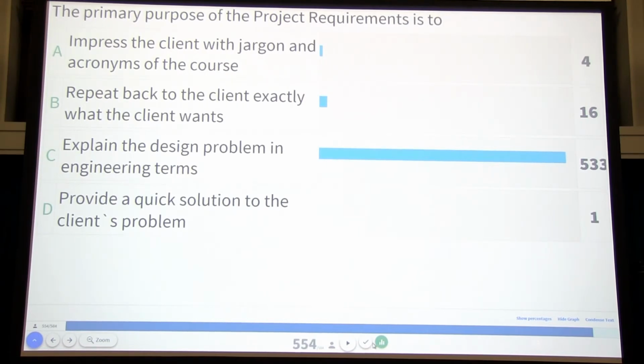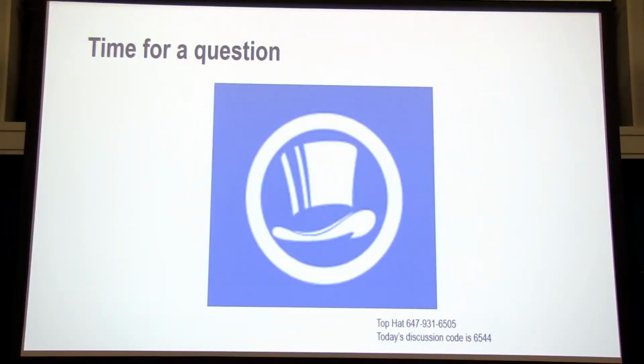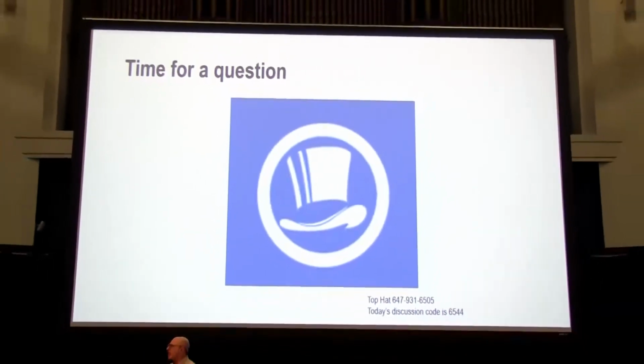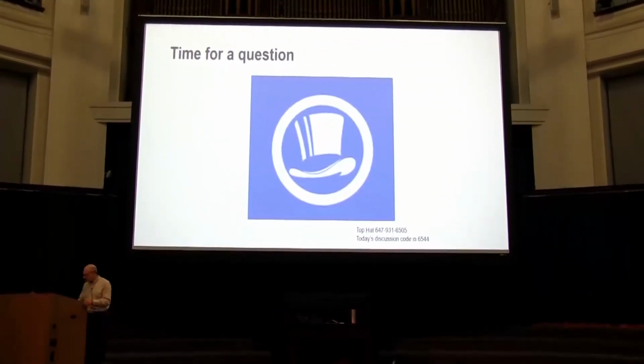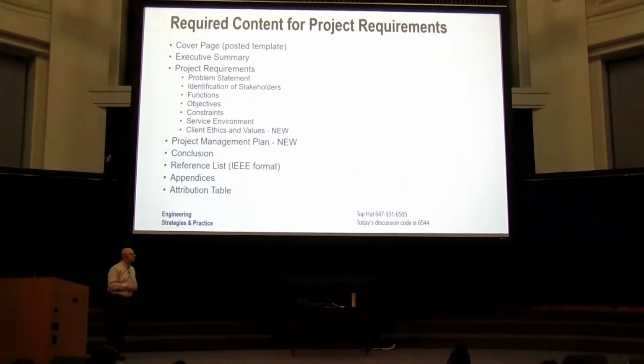So yes, explain the design problem in engineering terms. Obviously, you don't want to impress the client with jargon because that'll just be confusing. And you neither want to be solution driven at this point. And this is one of the hardest things. It's really hard to deal with the client when you and the client may be trying to negotiate a different perspective of what the problem is. And that's the negotiation that's going to go on in the project requirements.